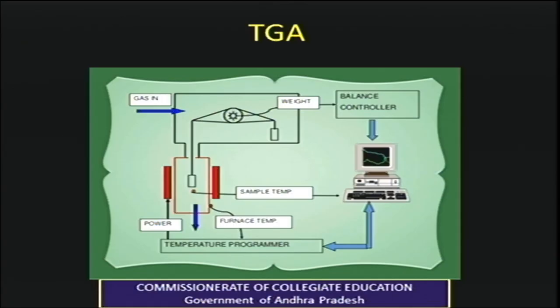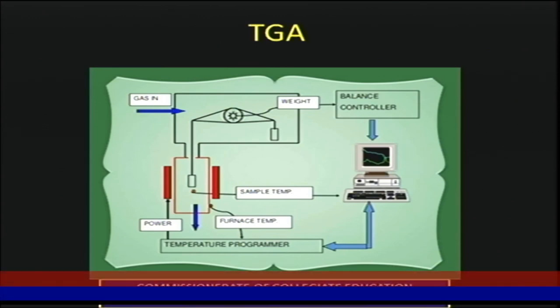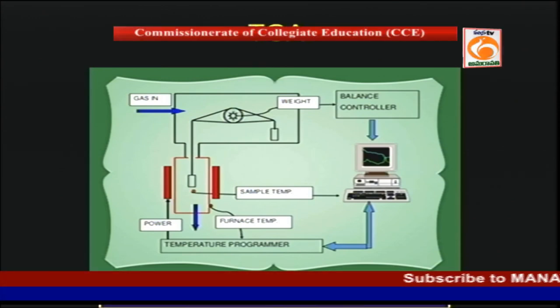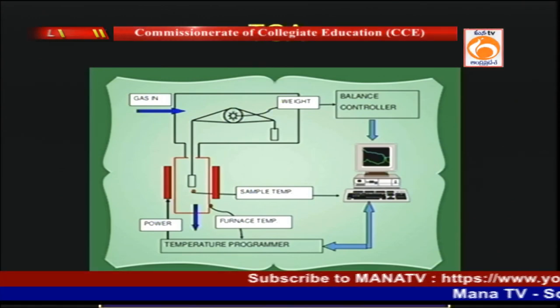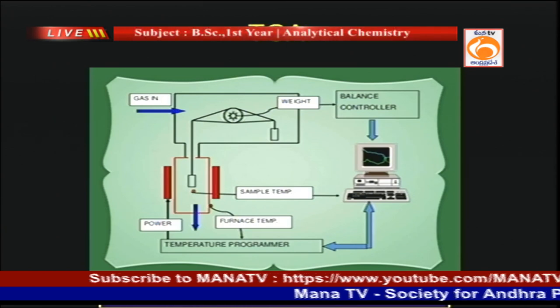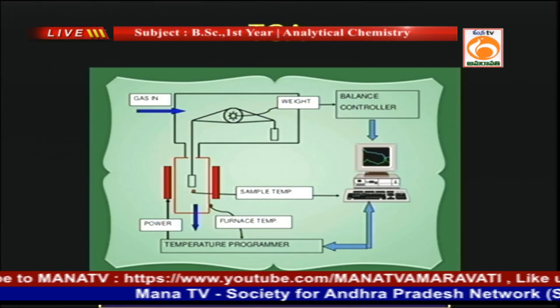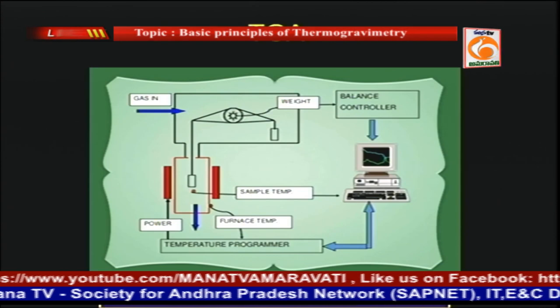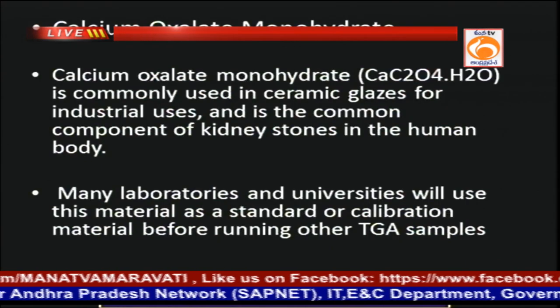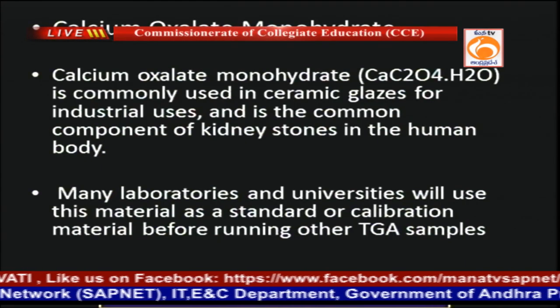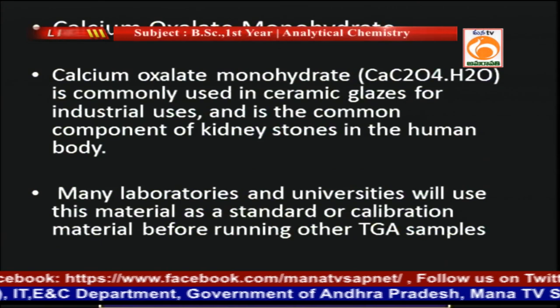the balance will operate and how it happens. The sample will be loaded into the furnace. There are auto samplers also coming, so that straight away when you put the sample, it takes it into the furnace. When the reaction is completed, it will take it back again, so that you will have more reliable data. Now, one more example which you can see is calcium oxalate monohydrate.